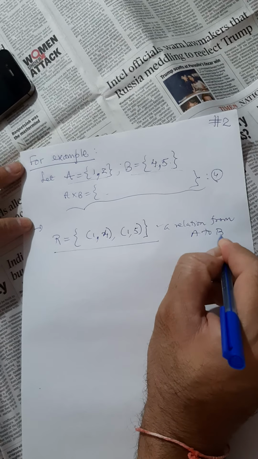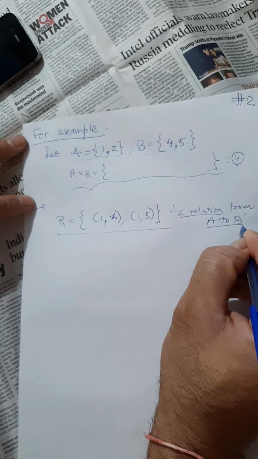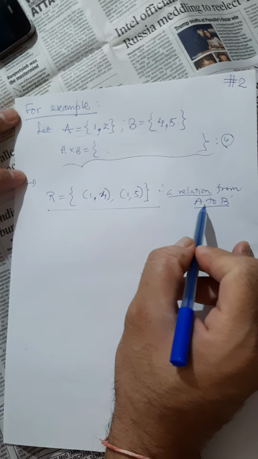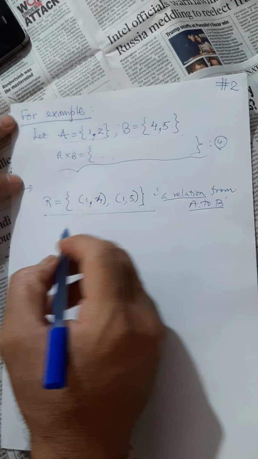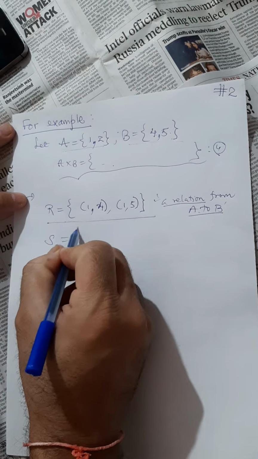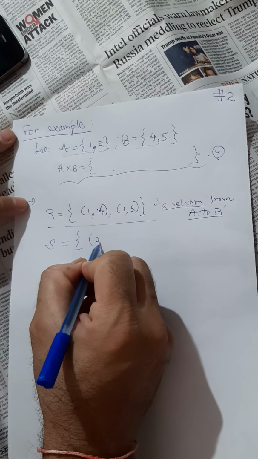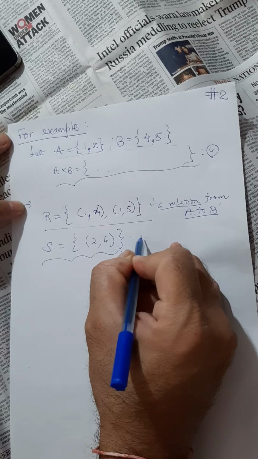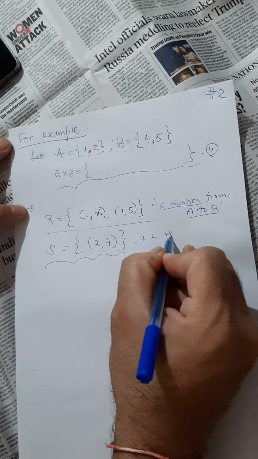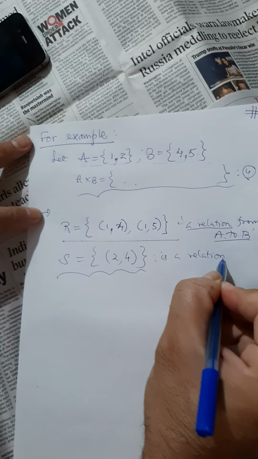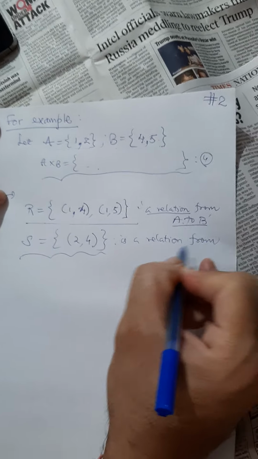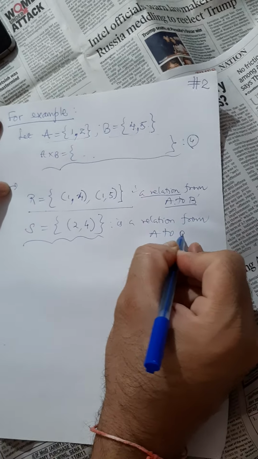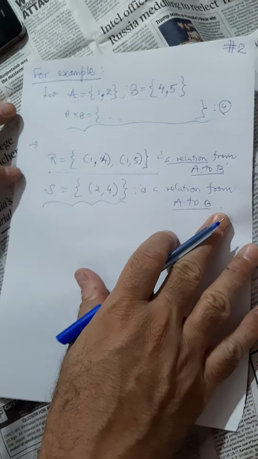I'm just showing the examples of relations. Why is this a relation from A to B? Because it is a subset of A cross B. One more, suppose I take just one ordered pair, 2 comma 4. So this is also a relation. I'll call that S. S is a relation from A to B. This is also a relation from A to B.